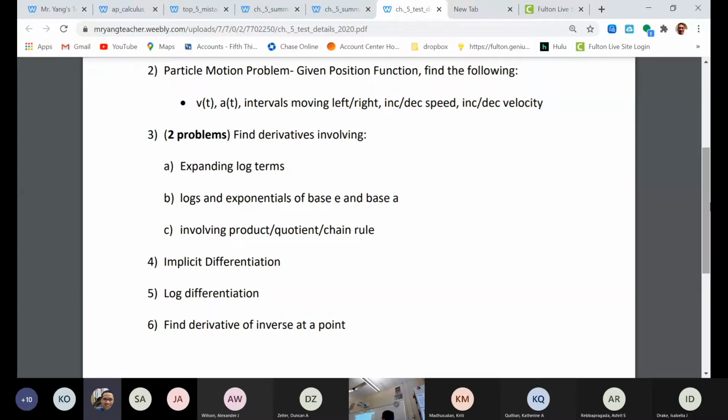So I'm going to update this document. One thing I forgot to include for number 3 is one of those problems will be finding the equation of a tangent line. So after you find the derivative, you're going to find the slope. From the slope, use the ordered pair to get your tangent line equation. So I will update this document with that.